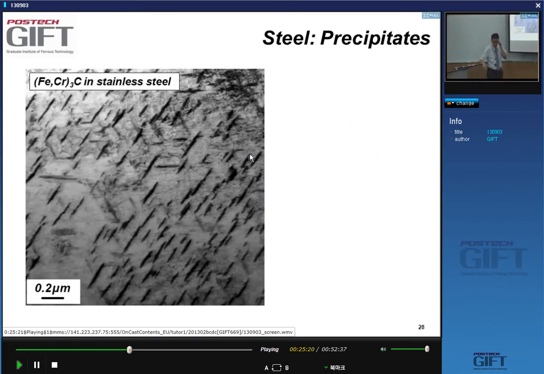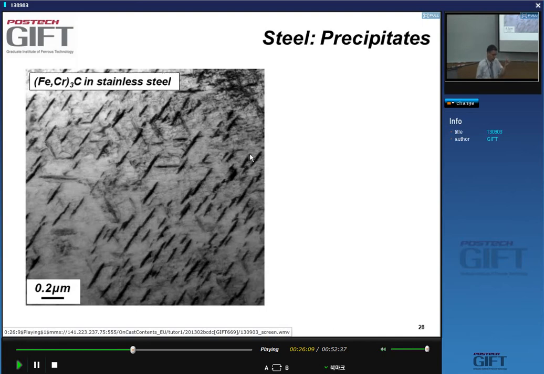These precipitates can be the nitrides and carbides of the previous picture. They can also be the result of aging treatments. So for instance, in this case, we have very small Me3C carbides in a stainless steel, which are not formed during the manufacturing of the steel, but as a result of low temperature tempering. And also, these particles have an interesting effect on the mechanical property, but it's a complex effect.